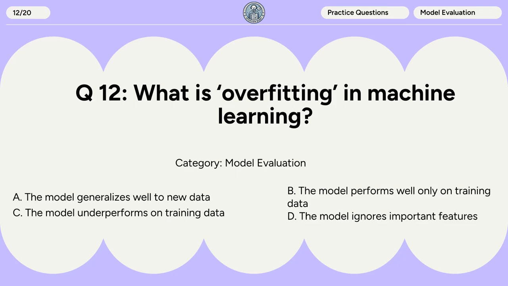Question 12. What is overfitting in machine learning? A. The model generalizes well to new data. B. The model performs well only on training data. C. The model underperforms on training data. D. The model ignores important features.